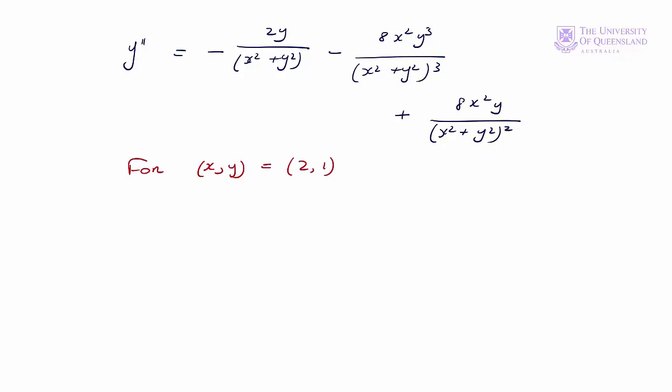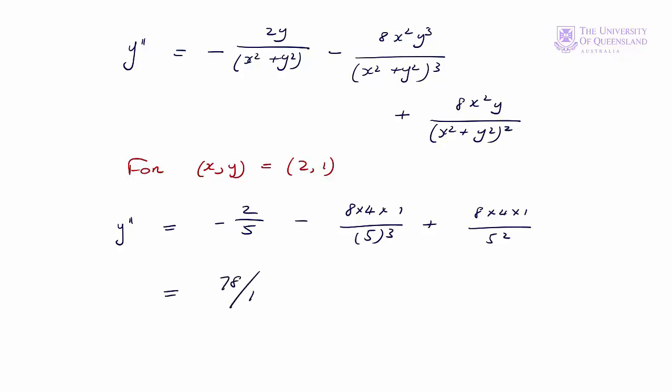We want to evaluate y prime prime at the point 2, 1. Substituting in for x and y, we'll have y prime prime is equal to minus 2 on 5 minus 8 times 4 times 1 on 5 cubed plus 8 times 4 times 1 on 5 squared. We can do that calculation and we get 78 on 125.